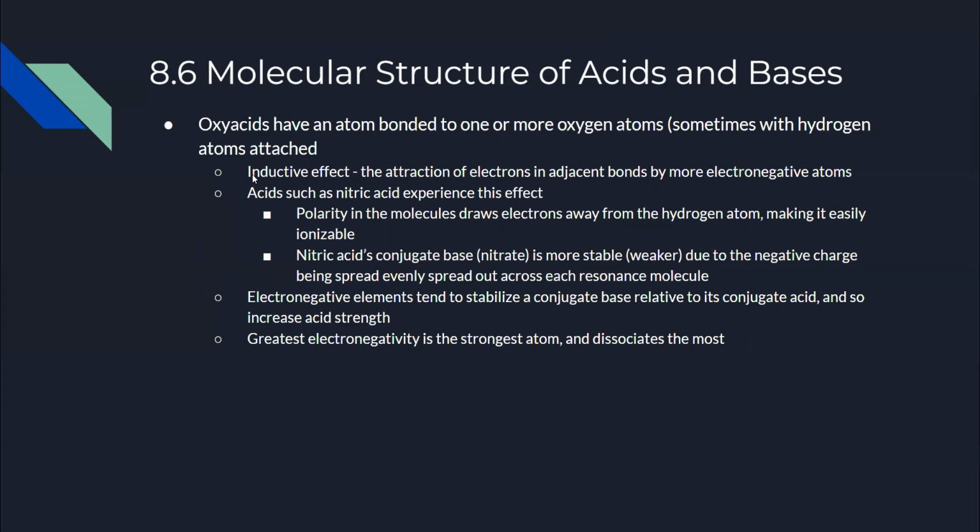And so you have the inductive effect, which is the attraction of electrons in adjacent bonds by more electronegative atoms. Acids such as nitric acid experience this effect. Polarity in the molecule draws electrons away from the hydrogen atom, which makes it easily ionizable. For example, nitric acid's conjugate base, nitrate, is more stable or weaker due to the negative charge being spread evenly across each resonance structure. Electronegative elements tend to stabilize the conjugate base relative to its conjugate acid, and so they increase acid strength. The greatest electronegativity gives the strongest acid, which dissociates the most.